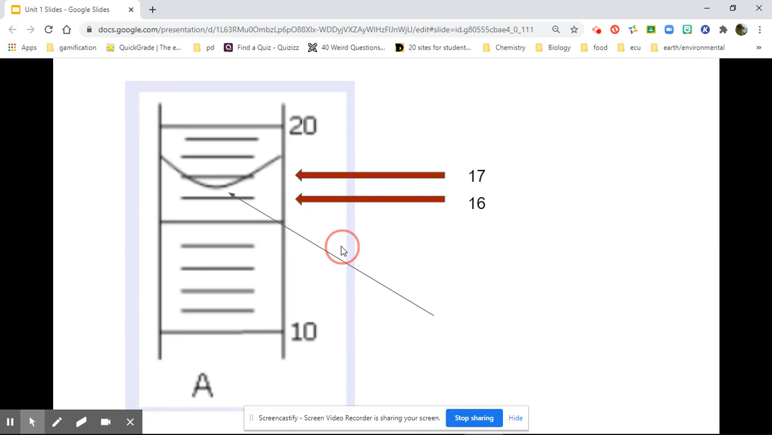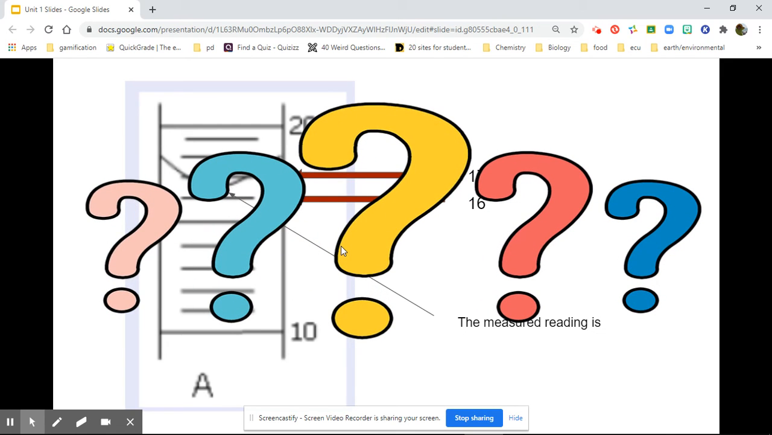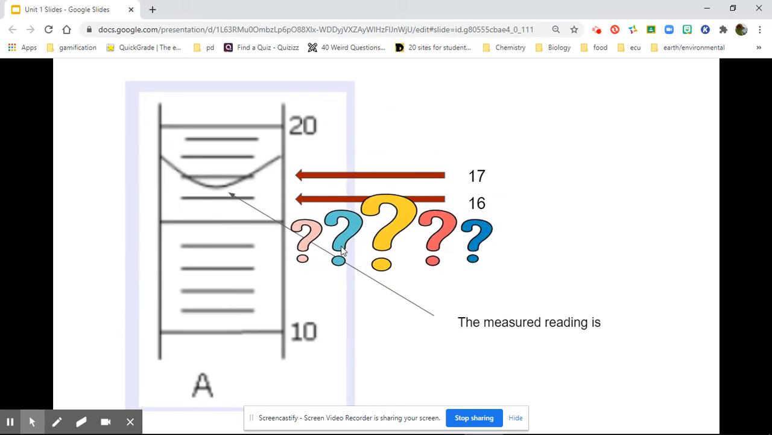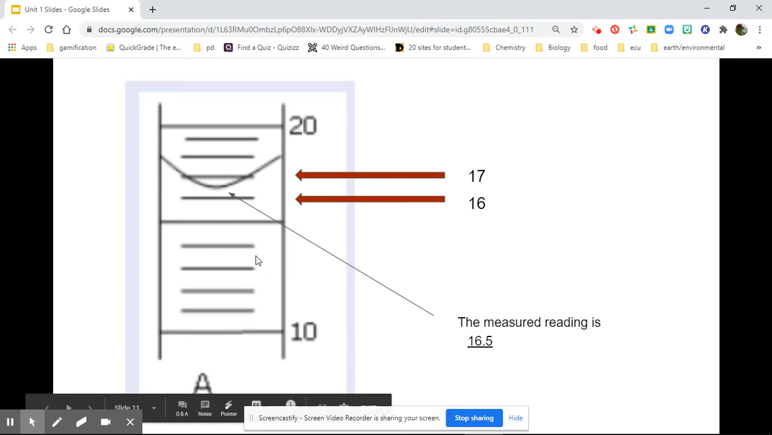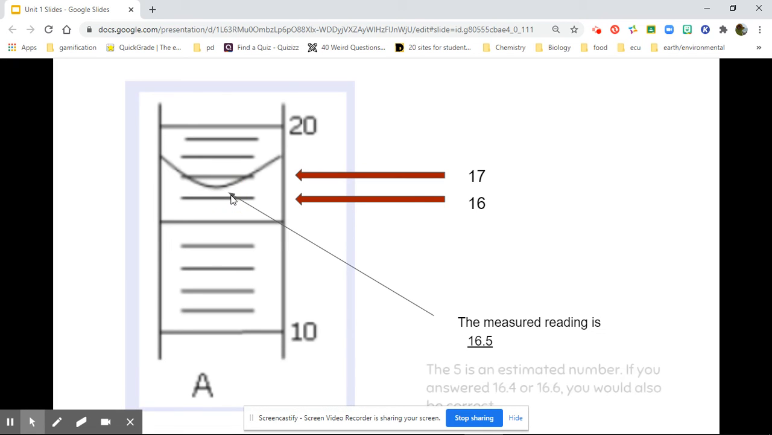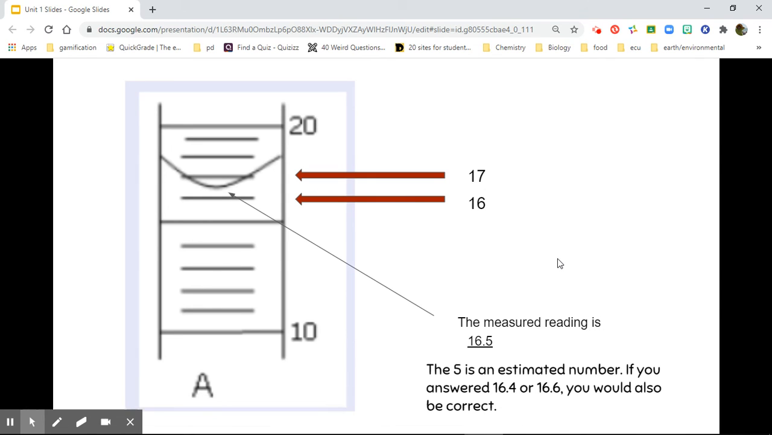Okay? So where our watermark is would be what? What do you think? So I estimated it at 16.5. To me, it looks like it's right in the middle. There's definitely an argument for if you said 16.4 or 16.6. You're also correct in that, because, like I said, that last number is you're estimating, because it's not exactly on the 16, it's not exactly on the 17. So we get to estimate where in between it is.